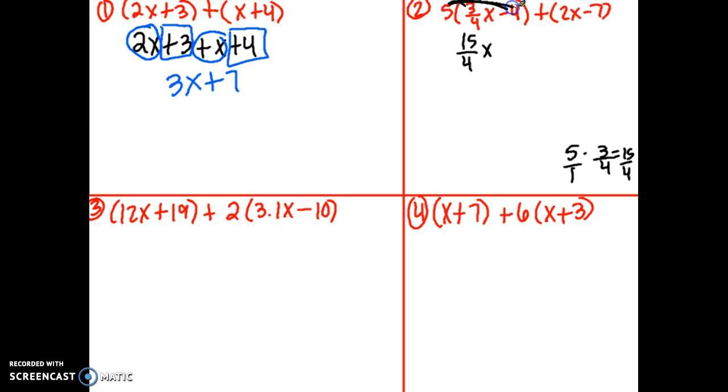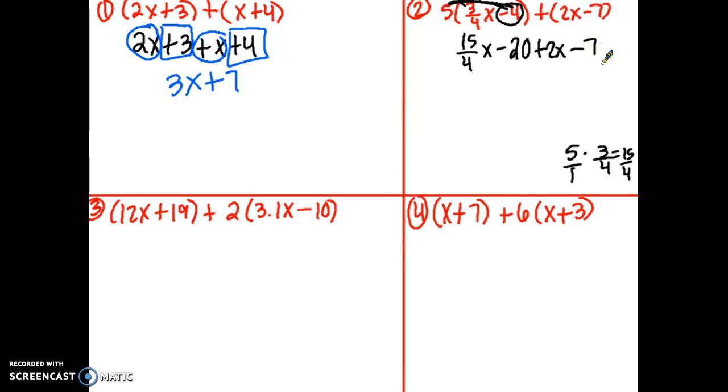When you're distributing inside parentheses, circle the number and the sign in front of it. So this minus 4 is telling me that I'm doing 5 times negative 4. 5 times negative 4 is negative 20. So I'm going to write minus 20. Now my second set of parentheses, I have a plus sign in front of it, which means everything inside these parentheses is going to stay the same. So I'm just going to bring down plus 2x minus 7.